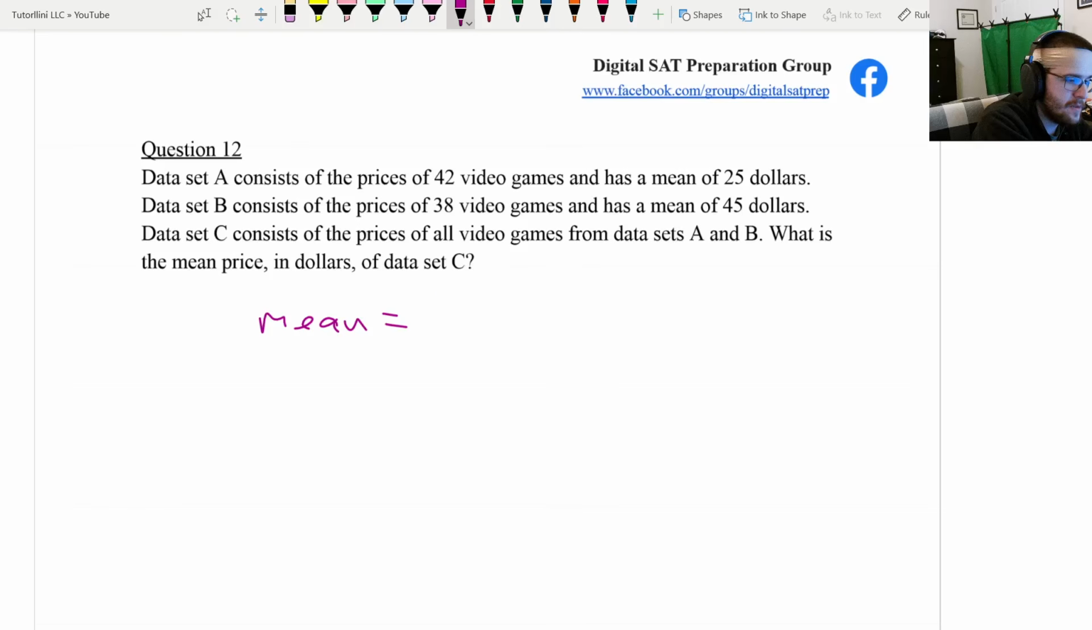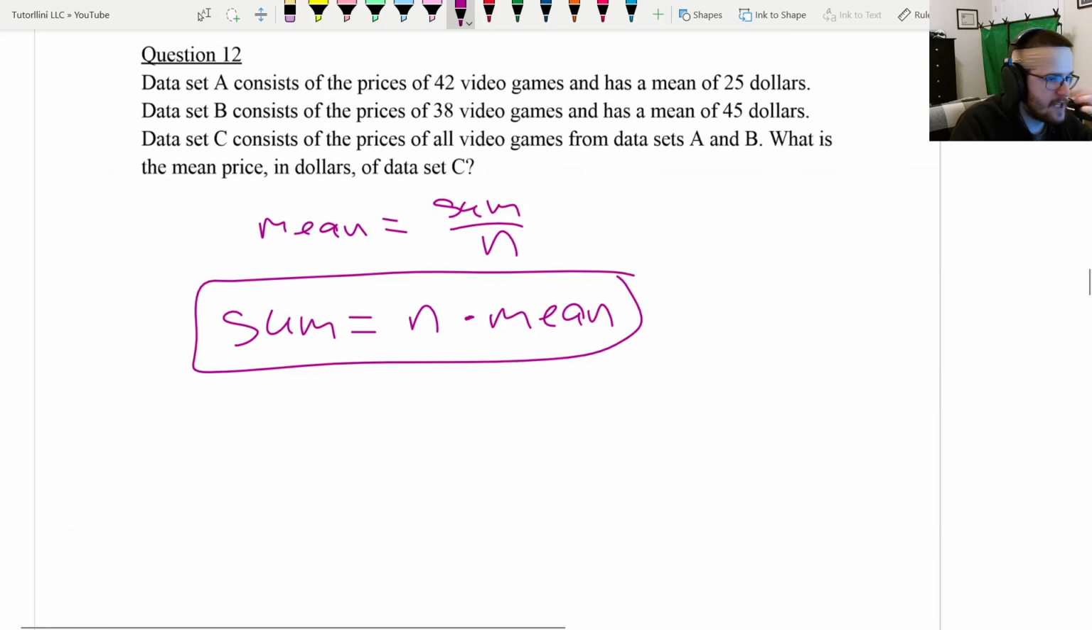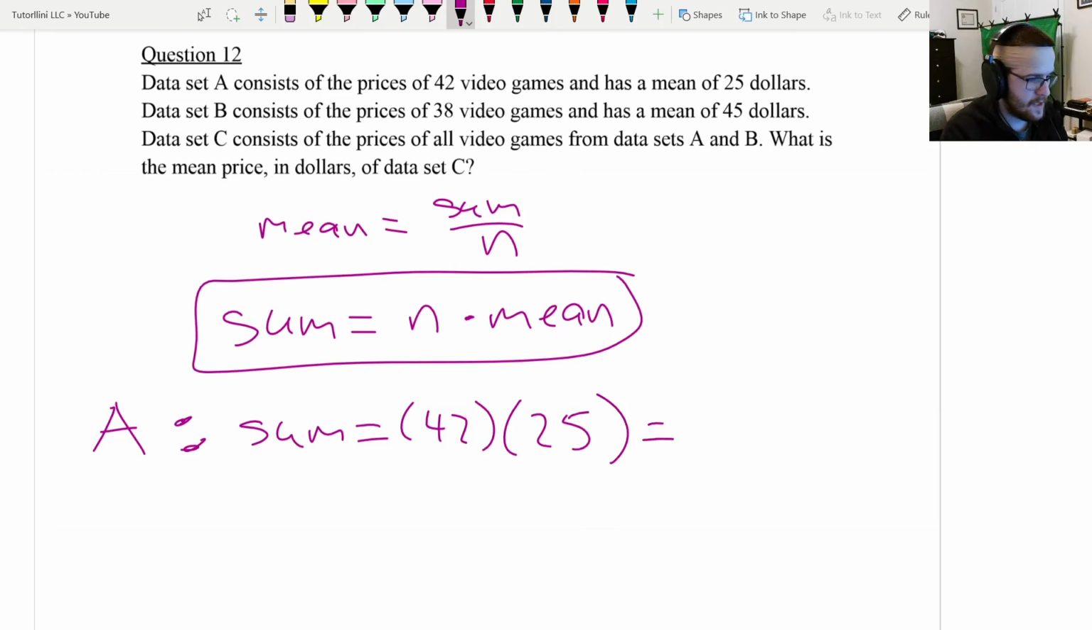Okay, mean is equal to sum over n. So that means that the sum is equal to n times mean. Because for this question, I see they give us n and the mean. So we probably need to figure out the sum. That just kind of makes intuitive sense. So the sum is equal to 42.25 for the first data set, which is 1050.